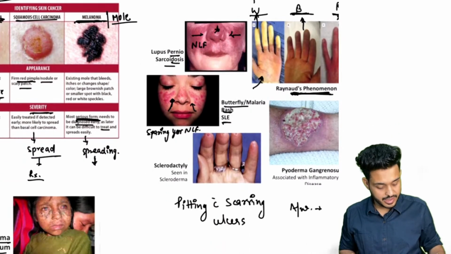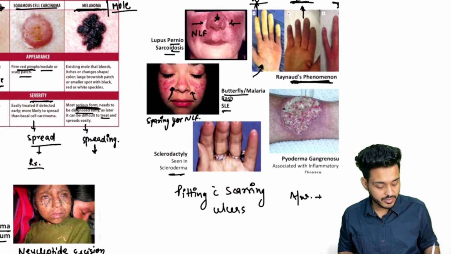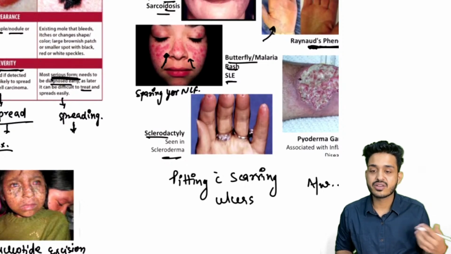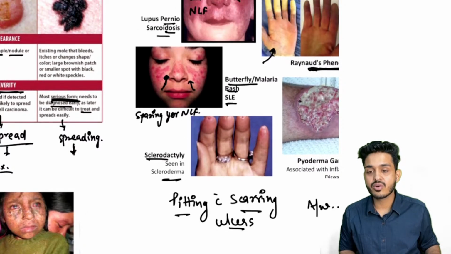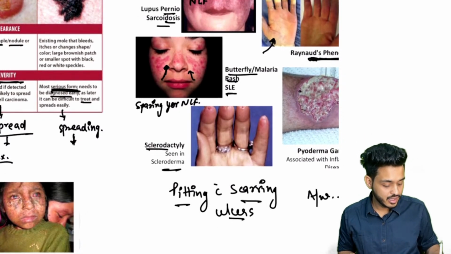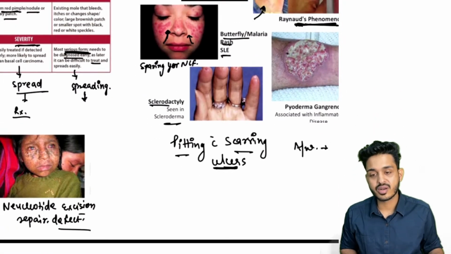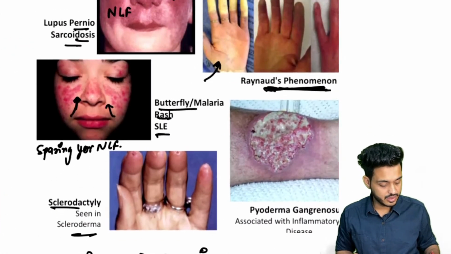Okay, like we have discussed, in scleroderma you can see sclerodactyly. What is the meaning of sclerodactyly? There will be pitting, and along with the pitting there will be scarring ulcers. That would be seen in the cases of scleroderma or systemic sclerosis. That you will study in pathology.